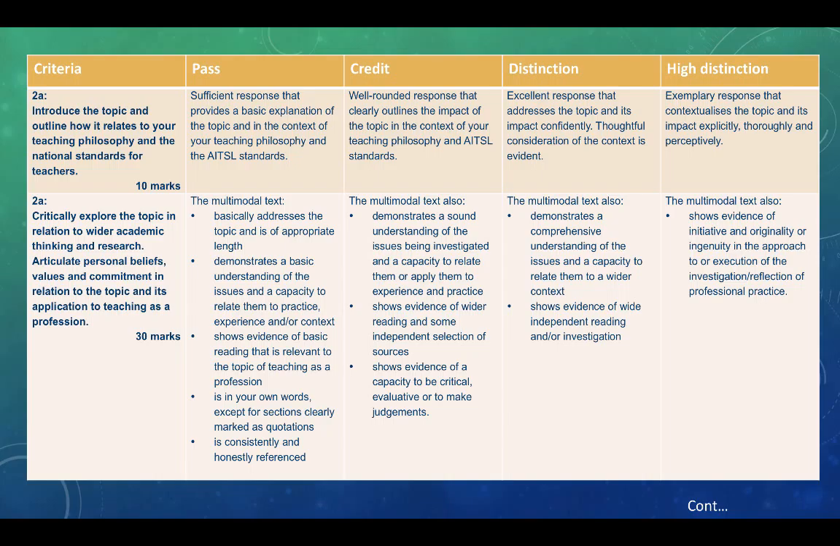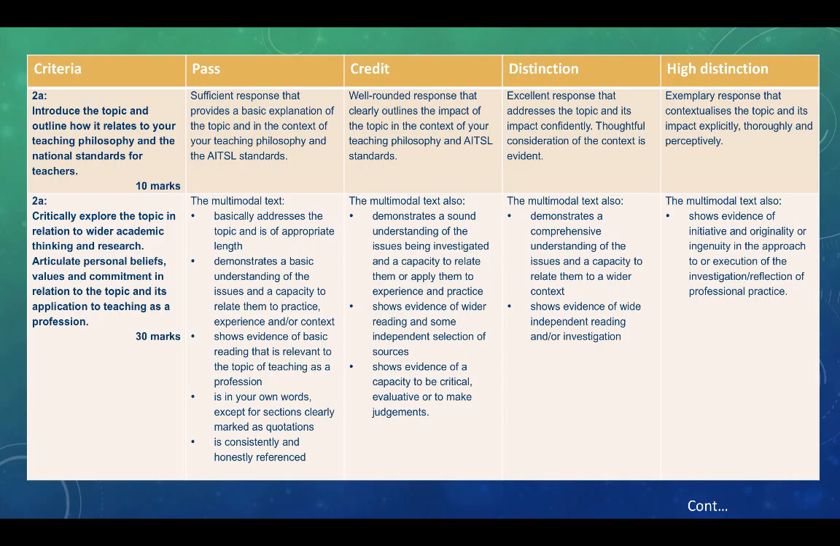So at a pass level, you're providing a basic explanation of the context and the EITSL standards. For a credit, you will do so in a more convincing fashion. At a distinction level, you're really providing an excellent response with some thoughtful consideration of what this topic that you've selected raises. And at a high distinction, you're really very perceptive in that respect.